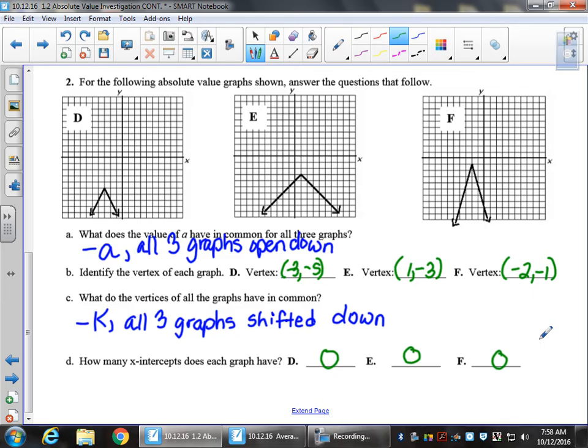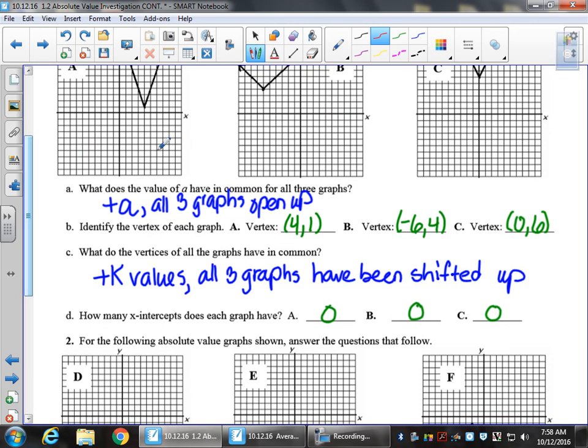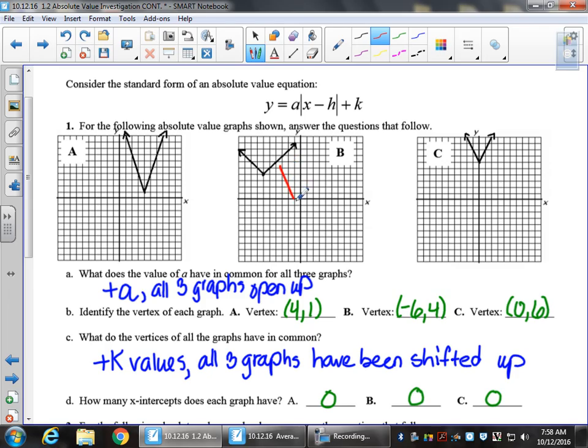Good question. The question was, what do I mean by shifted up or down? Remember that our parent function, let's start up here, my parent function, the vertex is at 0, 0. So this entire graph has been shifted up 4. There is a horizontal shift, but we're not talking about horizontal right now. So this graph has been shifted up 4. This graph has been shifted up 6. This one has been shifted up 1, from that initial 0 k value.